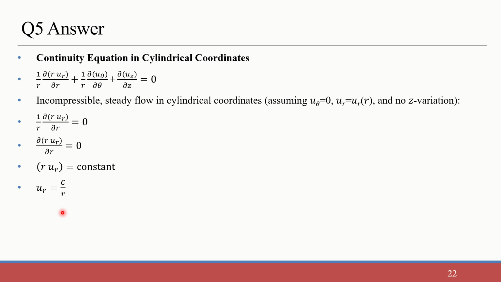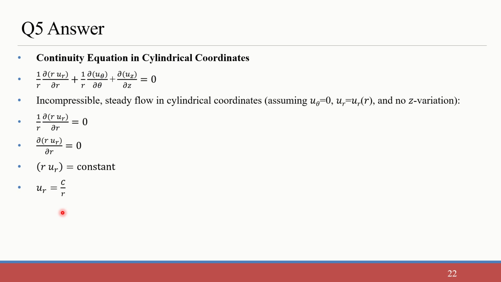So we say that if it is purely radial flow, ur is varying with respect to the radial direction and u theta is 0 and there is no variation in the z direction. So we write the continuity equation, we simplify the equation and we get the velocity profile in such a way that ur becomes a function of r. I mean, ur is equal to c by r, where c is a constant. So that is the answer to question 5.